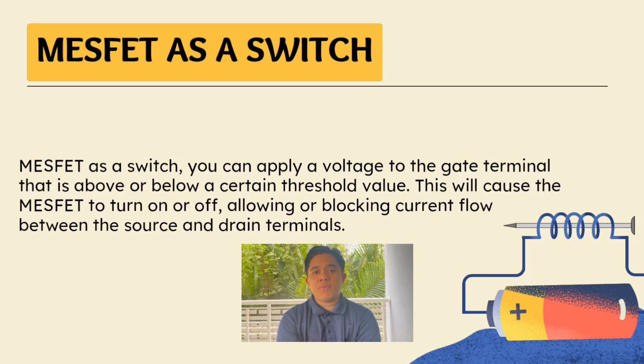Last part, MESFET as a switch. For MESFET as a switch, you can apply a voltage to the gate terminal that is above or below a certain threshold value. This will cause the MESFET to turn on or off, allowing or blocking current flow between the source and drain terminals.